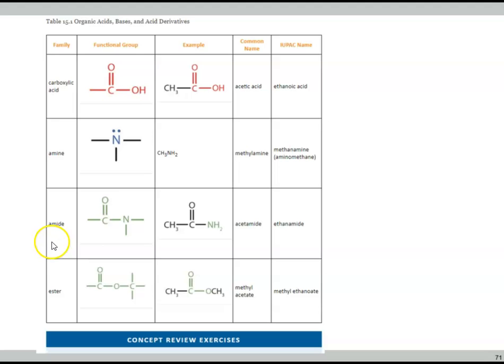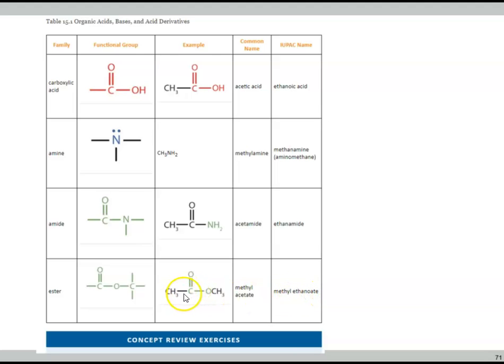The next functional group we're going to talk about is the ester group. You'll notice that it looks very similar to the carboxylic acid, except that instead of this H, we have an R group. So there are different chains that can come off of this carbon here, and that R group is any number of carbon or organic compounds coming off there. Here's an example of methyl acetate, and the IUPAC name would be methyl ethanoate.